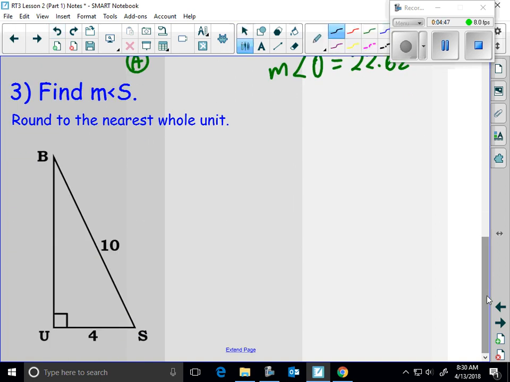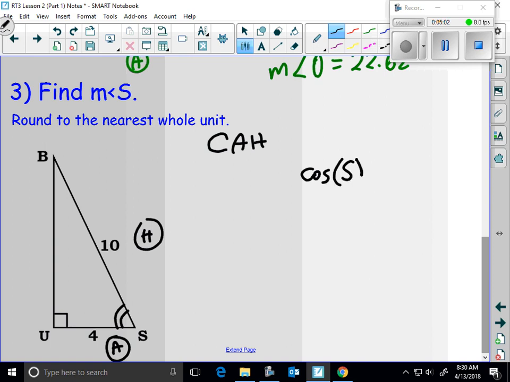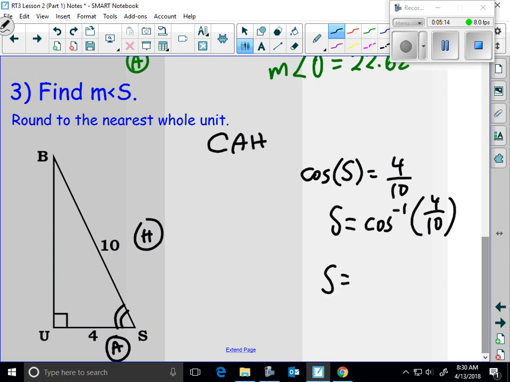The measure of angle S. Again, here's S. This is the adjacent side. Here's the hypotenuse. That tells me which of my trig functions have an A and an H. Cosine. So the cosine of angle S is equal to 4 over 10. You're going to get the hang of this because by repetition, you're going to do it over and over again, and it's going to become second nature. What is that angle? 66.42 degrees. Anybody disagree?